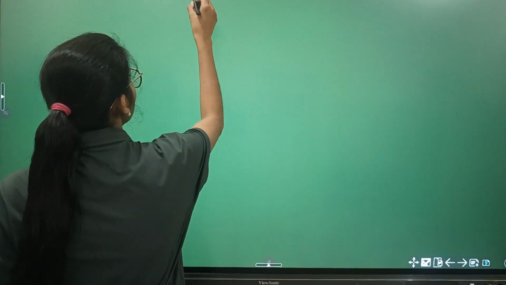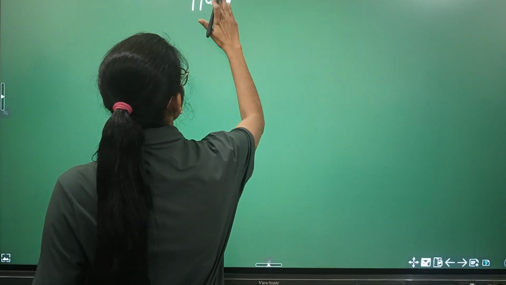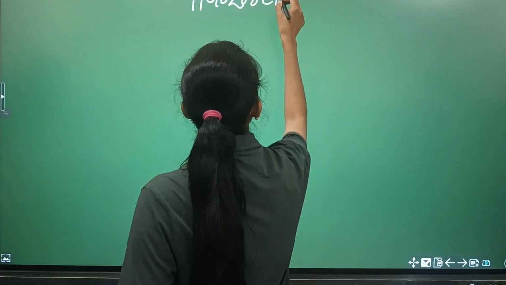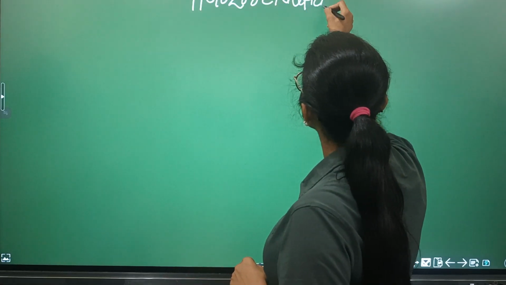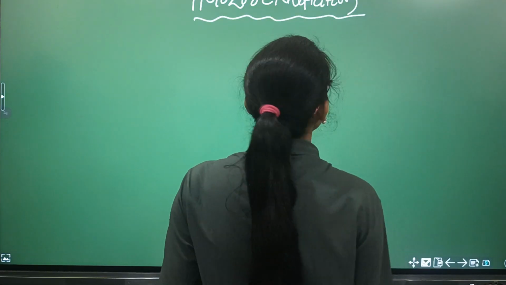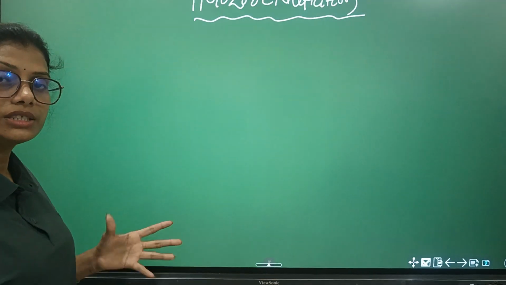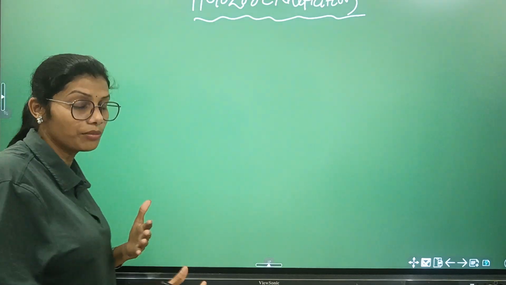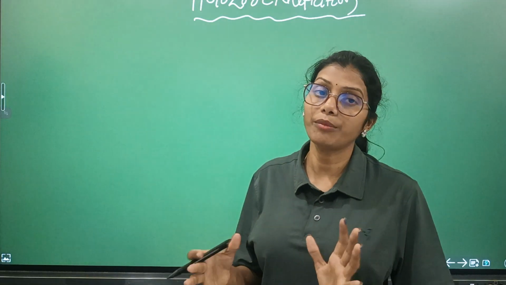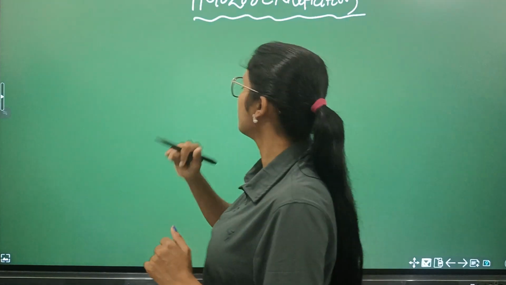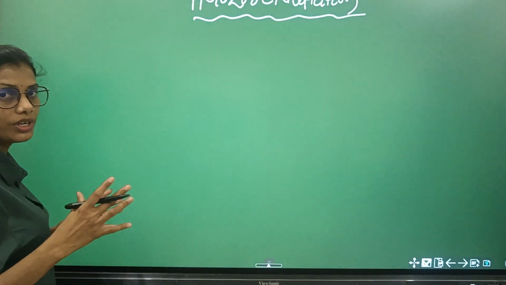So what do you mean by holozoic nutrition? Holozoic nutrition is a type of nutrition in which the organism engulfs the food and it is digested inside the body with the help of different types of digestive juices or enzymes. This type of nutrition is known as holozoic nutrition.